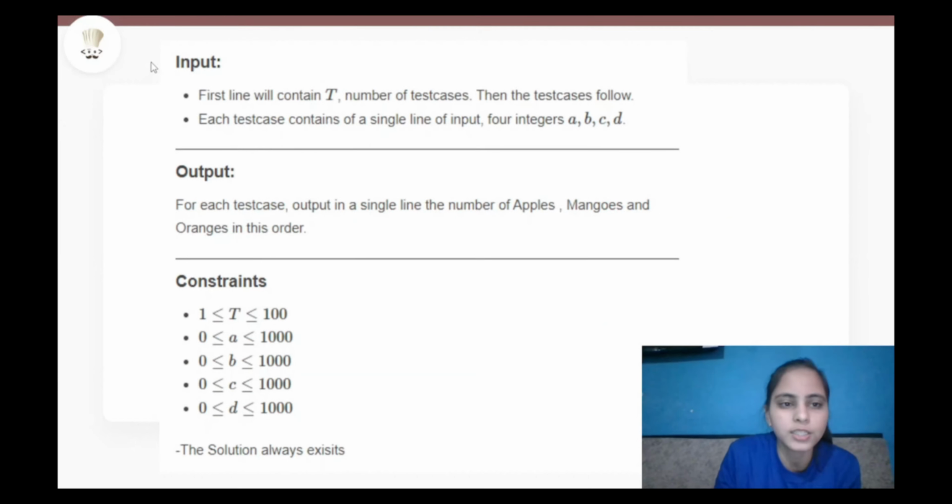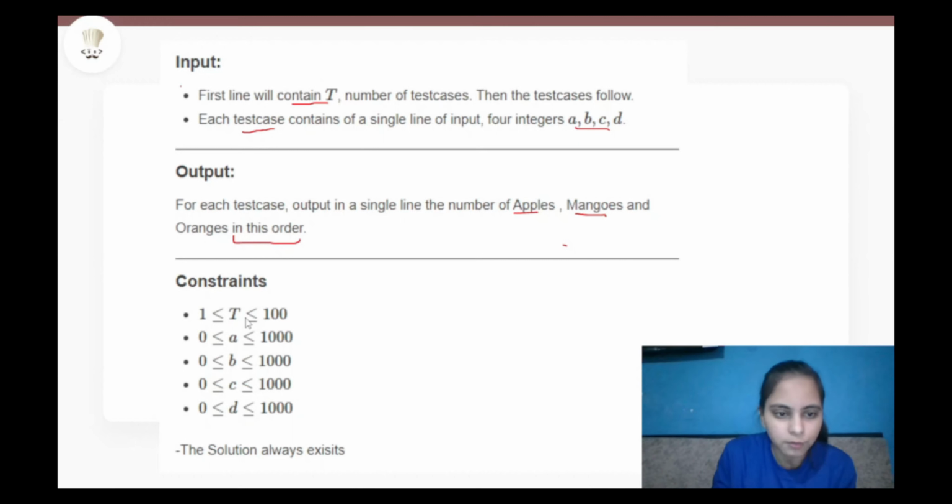But before that, let's see what the input and output for the problem are. The first line of the input is going to contain a variable t, which shows how many test cases we have in this problem. That is, this is a multi-test case problem. For each test case, we have a single line of input which will contain four integers a, b, c, d. For the output, we have to print in a single line the number of apples, mangoes and oranges, and we have to make sure that this order is followed. That is, first the number of apples, then the number of mangoes, and then the number of oranges.